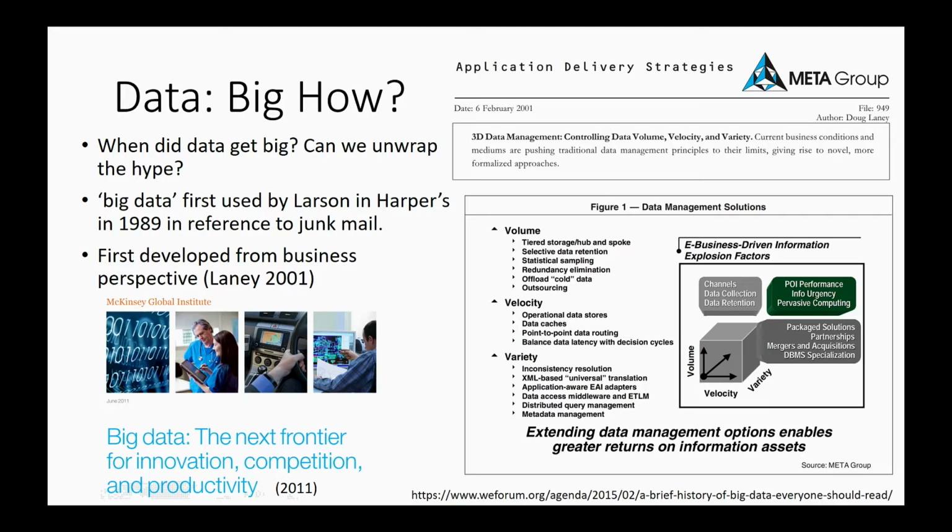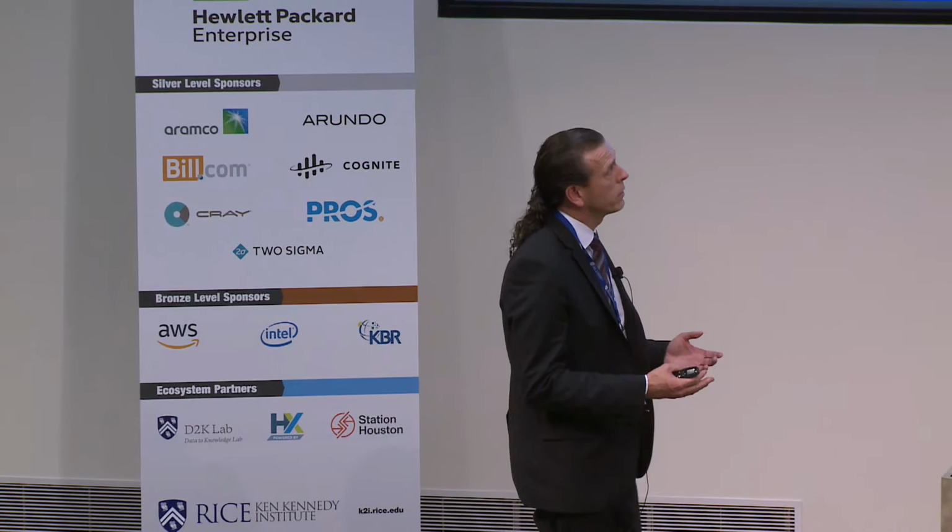And he's actually the one that started to talk about the dimensions of big data: the volume of the data, the velocity of the data, and the variety of the data. And it was really in the context of business. And this is where it came from.